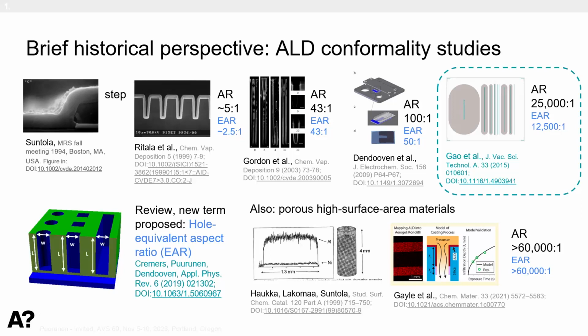So depending on the types of structures, the calculation can be different, but for these typical trenches that we have had, for example, the Ritala et al. example is a vertical trench, and the Gao et al. example here, it's like a trench, but it's flipped 90 degrees to be horizontal. So for those cases, just divide the aspect ratio of the structure itself by 2 to get this hole equivalent aspect ratio.